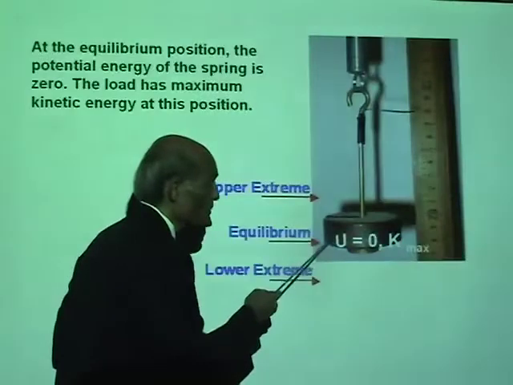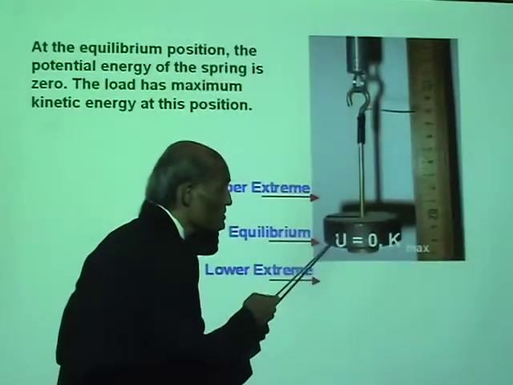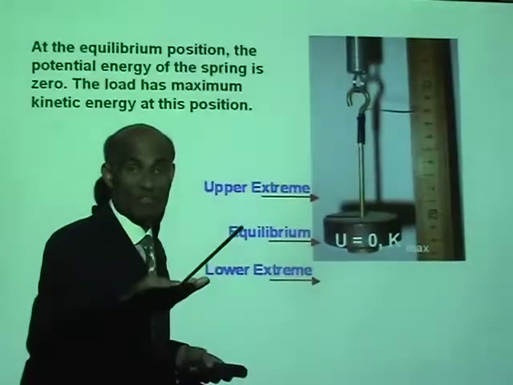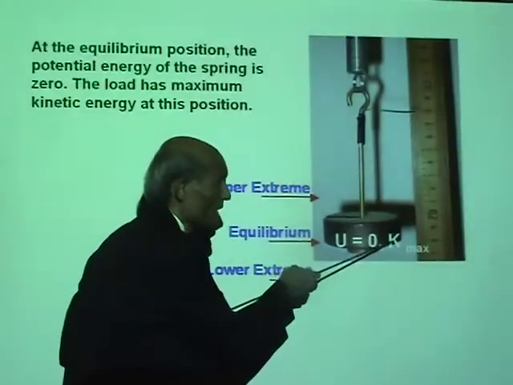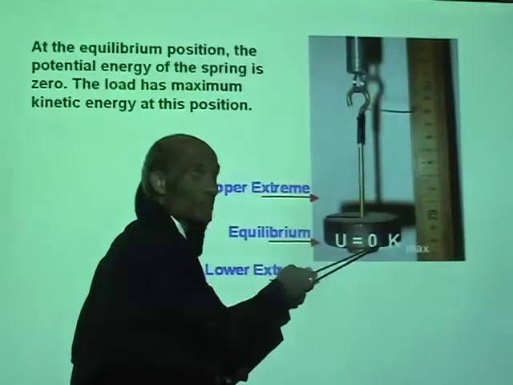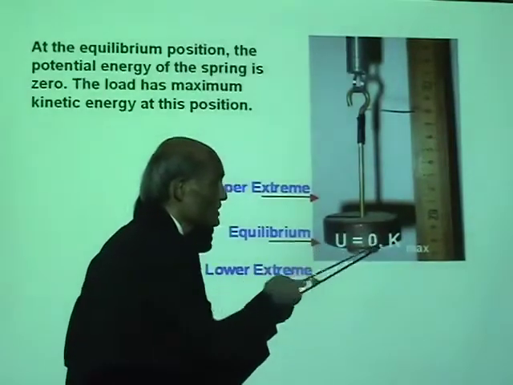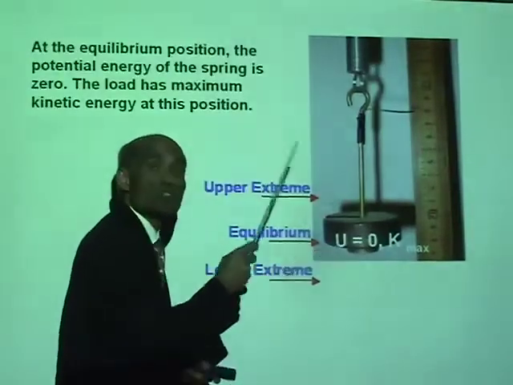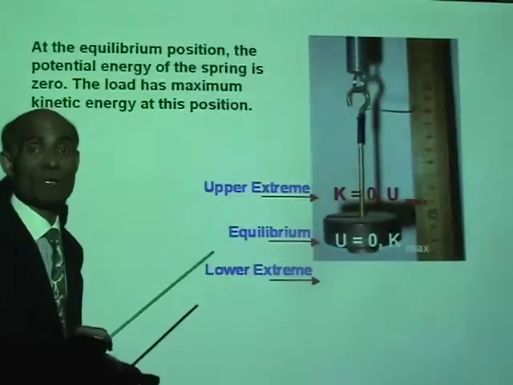I hope you can read this. Potential energy is represented by U. I hope you know that. We discussed all that in Physics 1. K stands for kinetic energy. At the equilibrium position, the kinetic energy is maximum and the potential energy is 0.